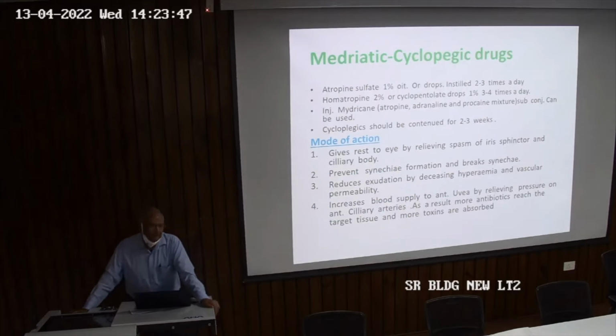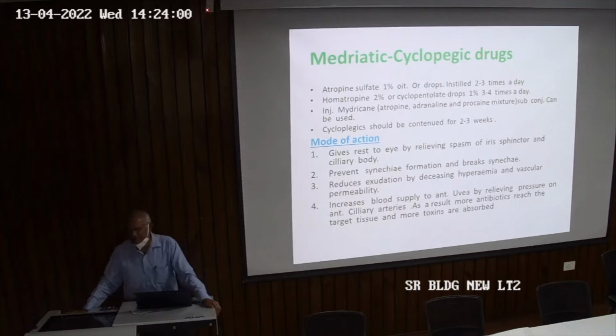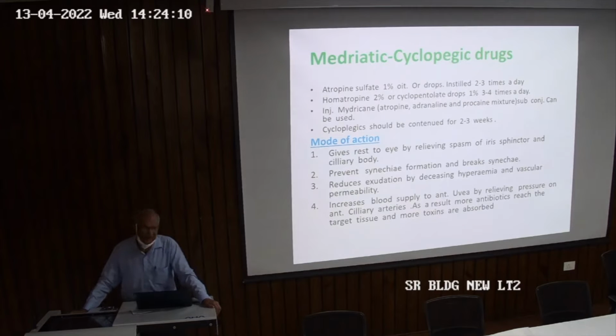In detail, mydriatic or cycloplegic drugs. You should know the difference, because these are common questions. What is mydriatic? What is a cycloplegic drug? Mydriatic means the pupil dilates. These are the mydriatic drugs. All mydriatics will not produce cycloplegia. What is cycloplegia?